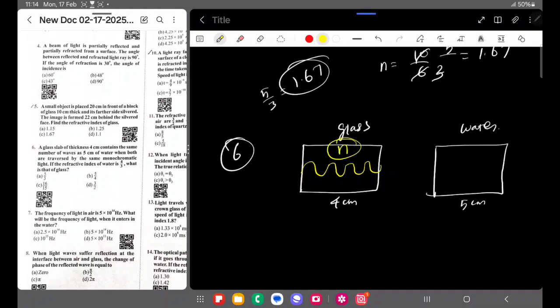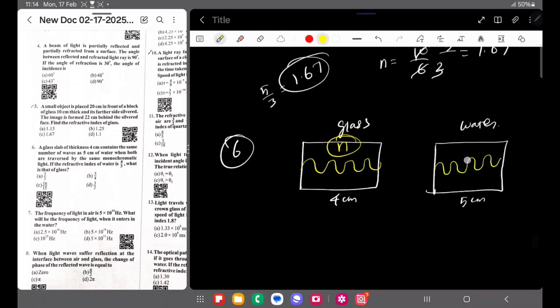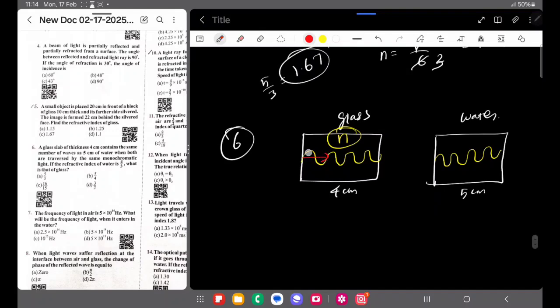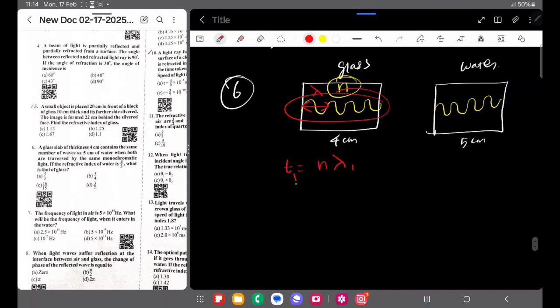Let's say that here we have n number of waves. The n number of waves is present in the glass slab. The same n number of waves are present in the water also. So let's say that each wave has a wavelength of lambda. So the total length, the thickness t, equal to what? N into lambda 1, which is equal to T1, the thickness of the glass slab. You know the thickness of the glass slab is 4, n is the number of waves, and lambda 1 is the wavelength of the light in the glass medium. Similarly, T2 equal to n lambda 2, and here also we have the same number of waves.